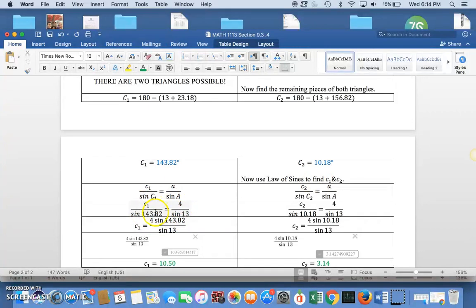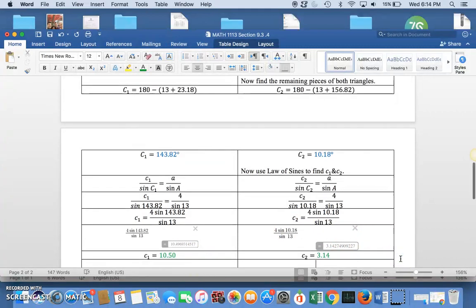Angle C1 was this 143.82, and you had the sine of 13. You cross multiply and divide, and then you can find your corresponding side. So cross multiply 4 times that. You would have had C1 times sine of 13. You wanted to get rid of it, so you divided it. This is where I put it in the calculator, and then this is the answer rounded to 2 decimal places. That completes the first triangle.